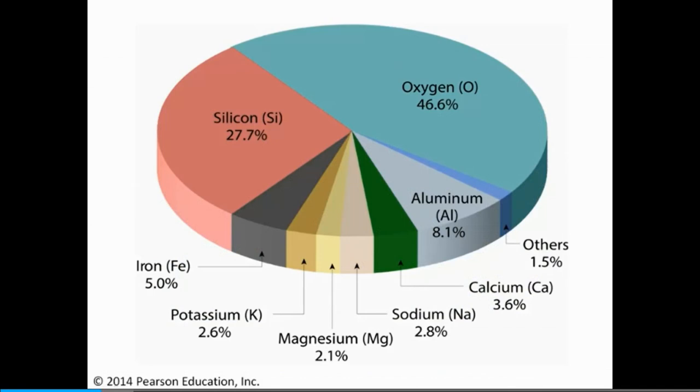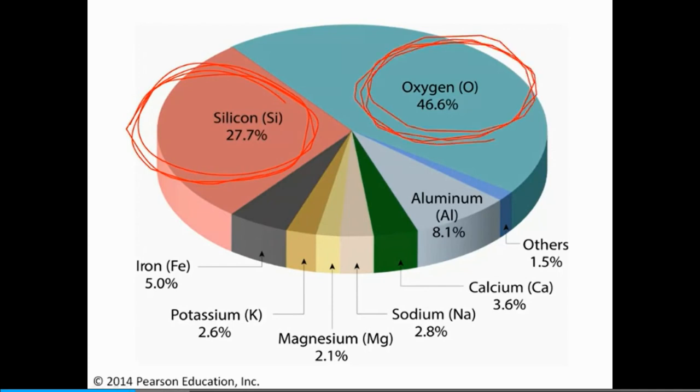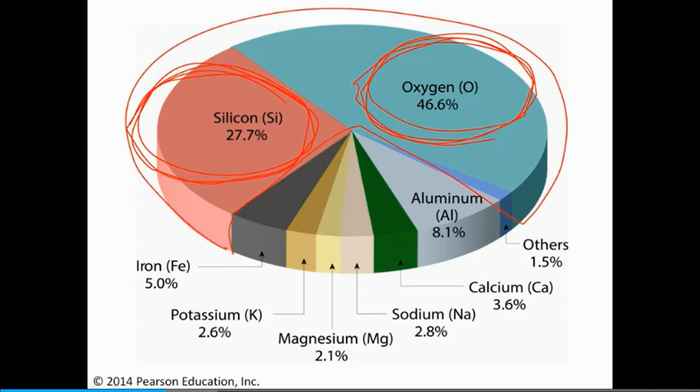Here's a pie chart showing the relative proportions of different elements in the crust. I'm not going to go into this in a lot of detail, but what I want to call your attention to is that the two most common elements in Earth's crust are silicon at around 28% and oxygen at around 47%. You can see that other important elements are aluminum and calcium and so on. But the key thing here is that a huge proportion of the Earth's crust is made out of either silicon or oxygen. And so you would expect minerals that are rich in silicon and oxygen to be very common minerals.